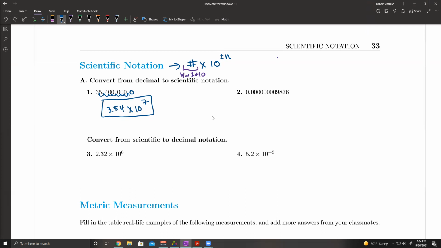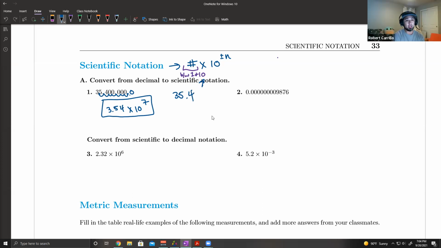Professor, I have a question. What's up? I'm still kind of confused. How do you know when to stop? Because we could have stopped between the 5 and the 4. If I stop between the 5 and the 4, what number would that give me? 35.4, which is greater than 10. Got it. Thank you. Good question.